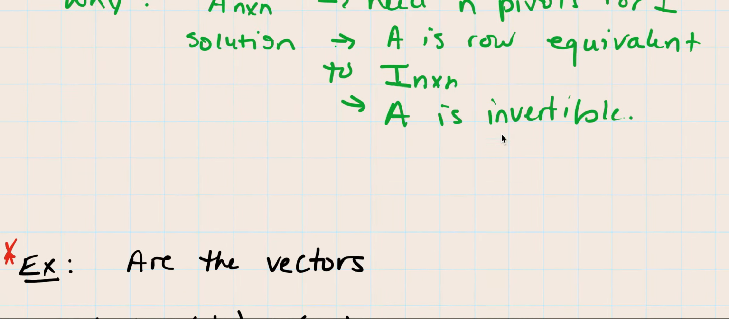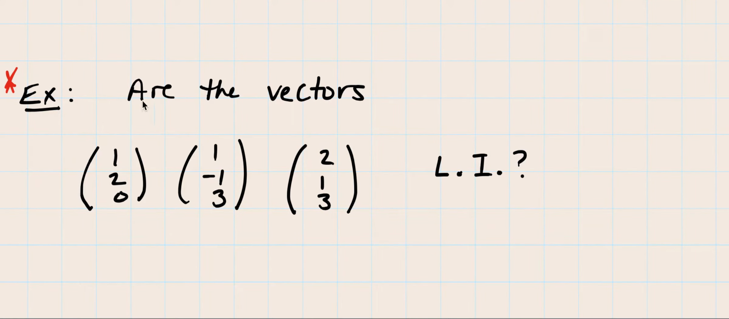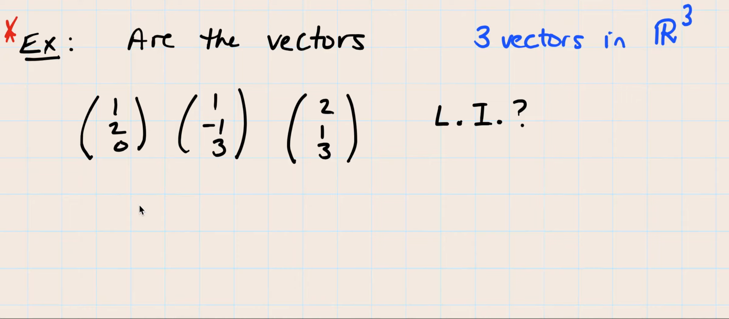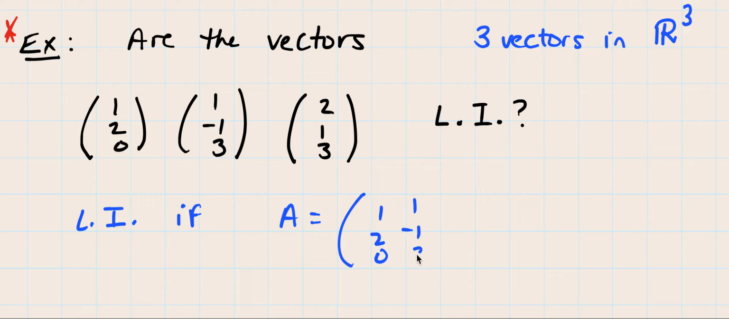Let's look at an example. Are these vectors linearly independent? I want to use the theorem I just showed you. Well, notice that I have 3 vectors in R3. So I can use my theorem. Well, these are linearly independent if A equal to 1, 2, 0, 1, negative 1, 3, 2, 1, 3 is invertible or non-singular.